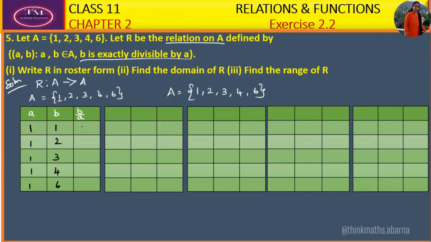So what is b by a? b is exactly divisible by a means b by a should be a whole number. So what is b by a? 1 by 1 equals 1. Yes, it is a whole number. 2 by 1 equals 2, whole number. 3 by 1 equals 3, whole number. 4 by 1 equals 4, it is a whole number. 6 by 1 is equal to 6. Yes, it is a whole number.